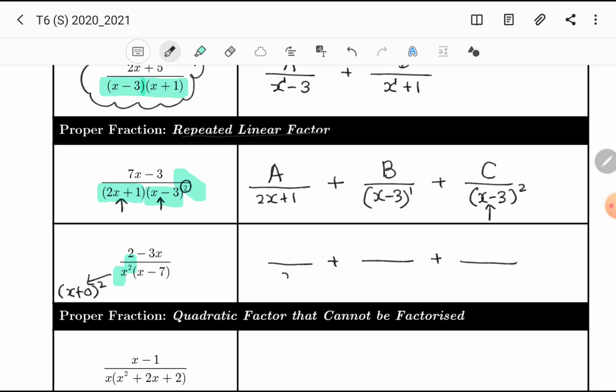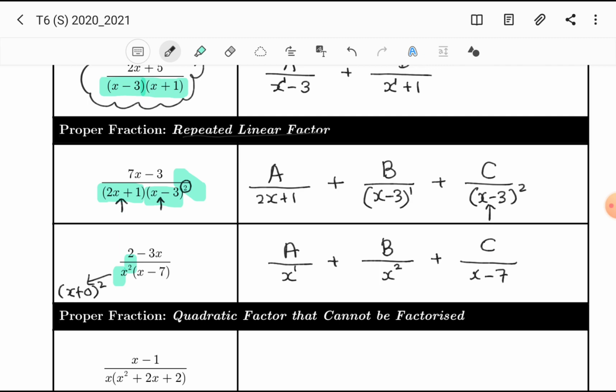So, dia akan jadi first x. Kuasa 1 dulu. Lepas tu x power of 2. And the last one, x minus 7. Okay, atas x ada A. Atas x square, ini repeated linear factor, ada B. Atas x minus 7, we put C.